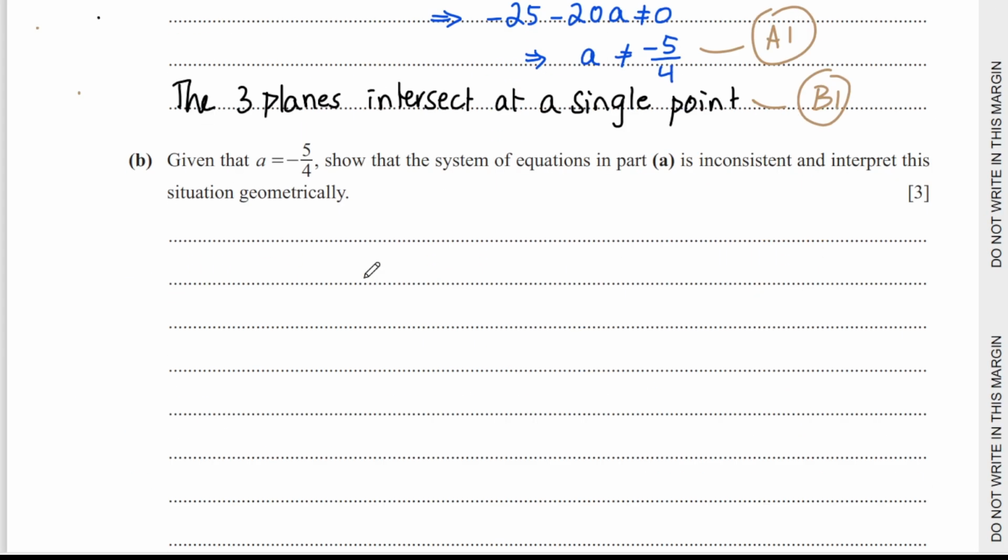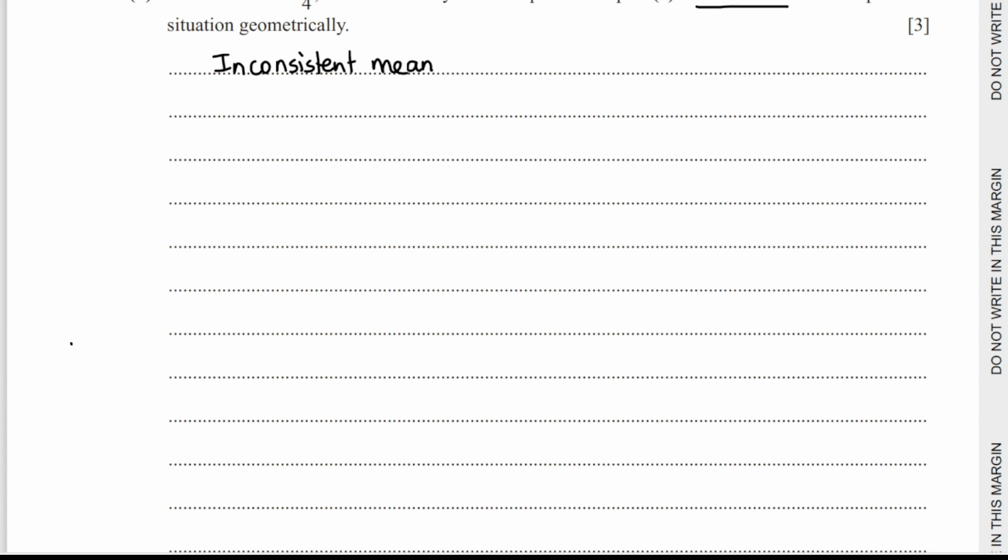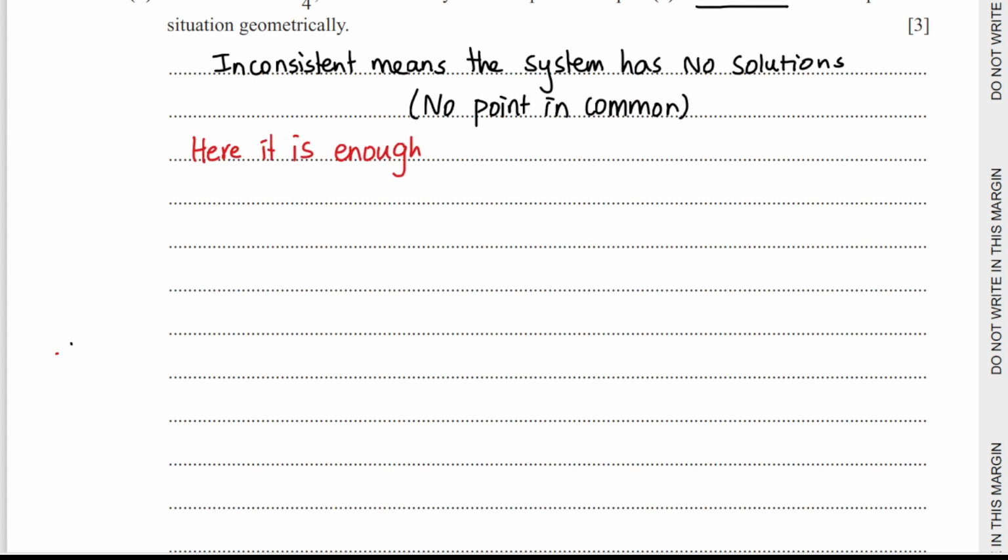In part B, it's given that a equals minus 5 over 4, and we need to show that the system of equations in part A is inconsistent. Inconsistent system means that the equations have no solution, and the three planes have no point in common. And then I have to interpret geometrically. Inconsistent means the system has no solutions, which means again no point in common. So here, it's enough to prove that two planes are parallel when a equals minus 5 over 4.